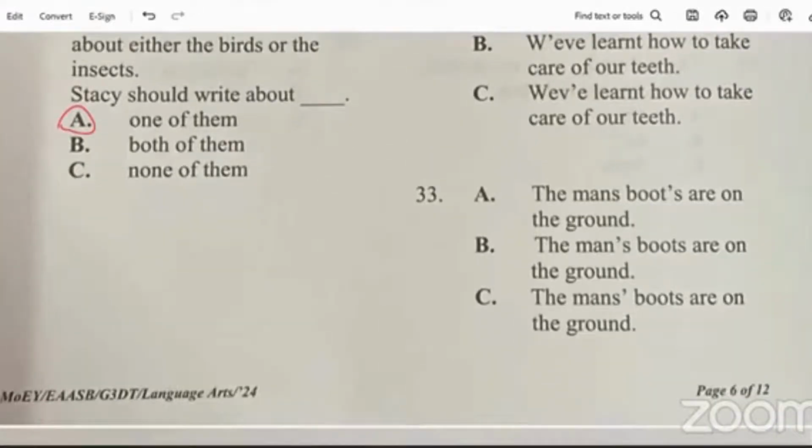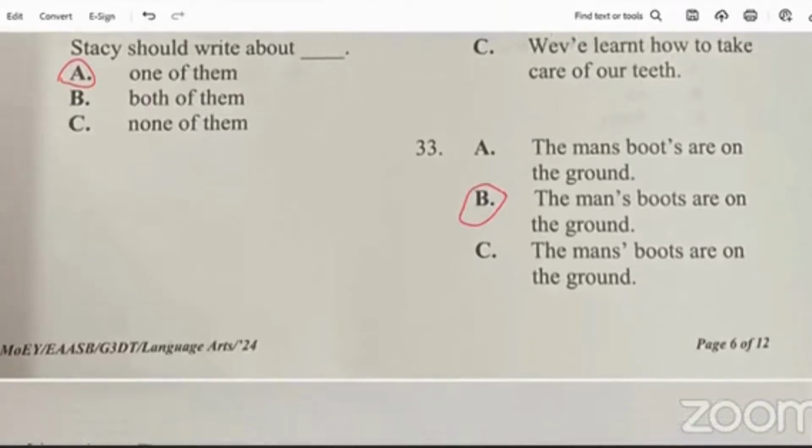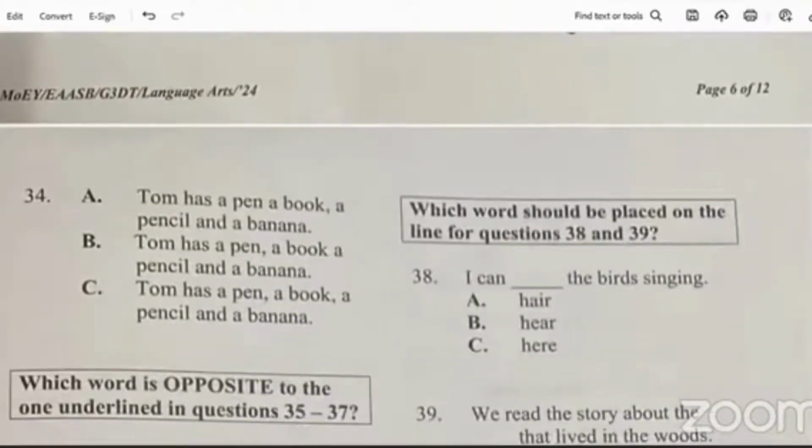Question 33. We saw this question again, and as I said, the questions have been repeated. So the man's boots are on the ground. We're talking about the boots that belong to the man. So the apostrophe S, which shows ownership, should go with man. So the answer is B, the man's boots. That's the correct punctuation.